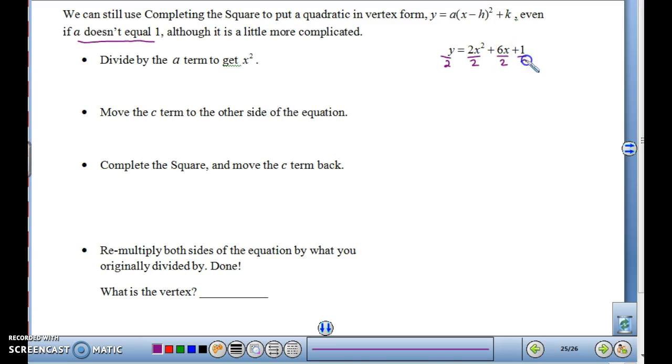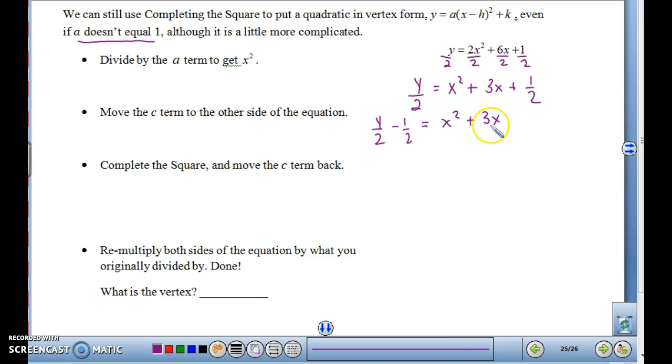So I'm going to divide each term by 2, and I end up with y over 2 is equal to x squared plus 3x plus a half. Once you get it to this form, it's just regular completing the square until we get down to the very last step. So we subtract the half on both sides. That's y over 2 minus a half equals x squared plus 3x. So I just move the half over.